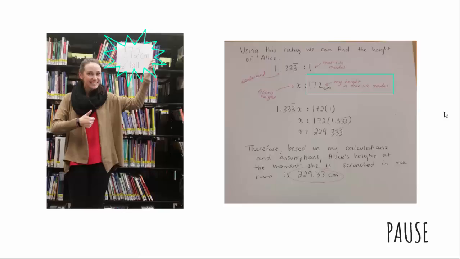So the ratio from before, Wonderland to real life model. Then we do Wonderland to real life model, but we do Alice's height to my height, which I calculated to be 172 centimeters. Then you combine those two ratios, and it works out to be 229.333 centimeters. Therefore, based on my calculations and assumptions, Alice's height at the moment she is scrunched in the room is 229.33 centimeters. Pause if you need clarification.